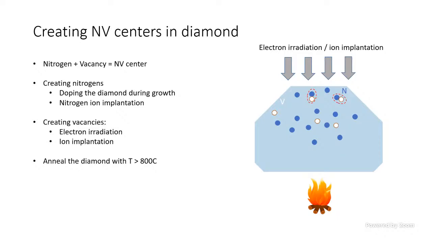Yes, exactly. So you typically get a nitrogen to NV conversion of around 5 to 10%. So your question is whether there is a way we can, for example, get more NV centers from the additional nitrogens. It's actually a really good question.